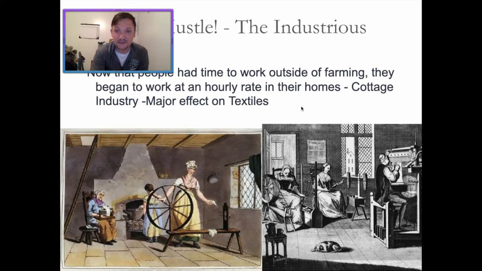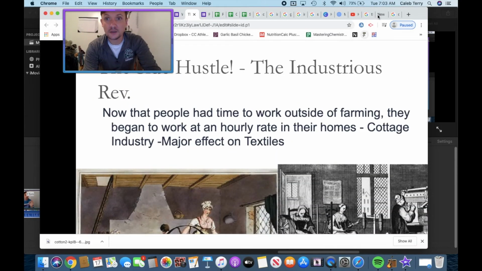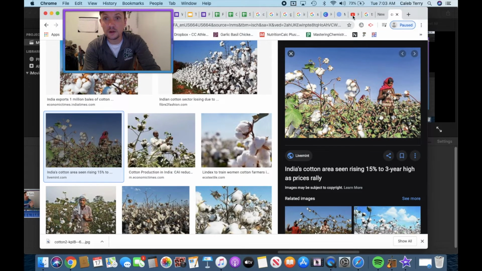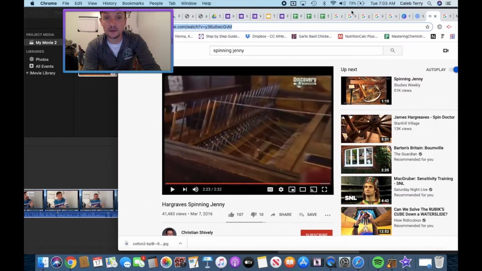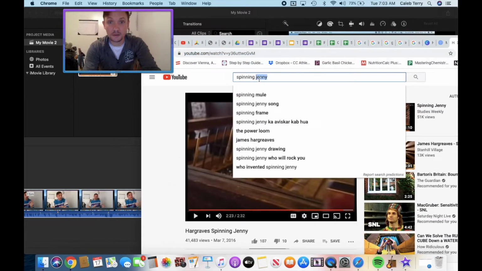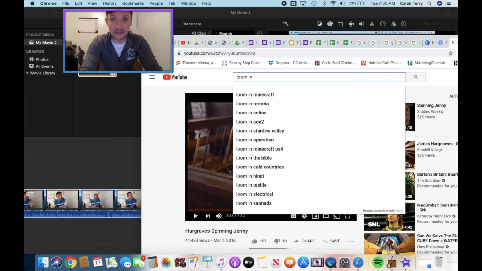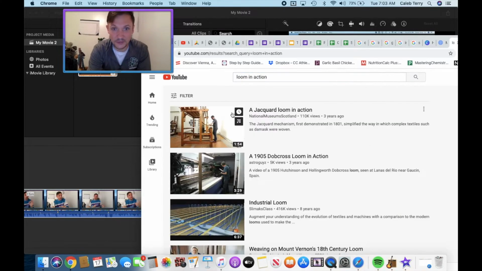Then you've got this whole idea as well. The cottage industry also affected entire families. This is a father right here on a loom, right? Looms are these giant contraptions that would be used to weave cloth. I'm going to go ahead and show you one real quick because they're extremely important. Loom in action. Where's a big one? I want the big old one.